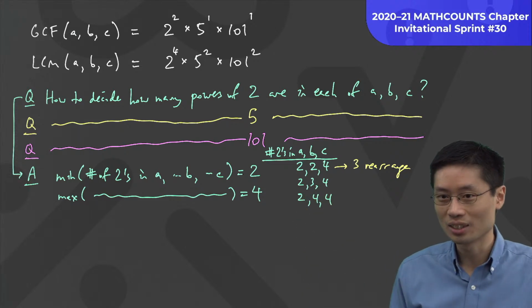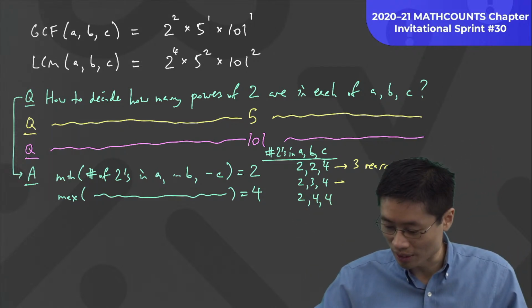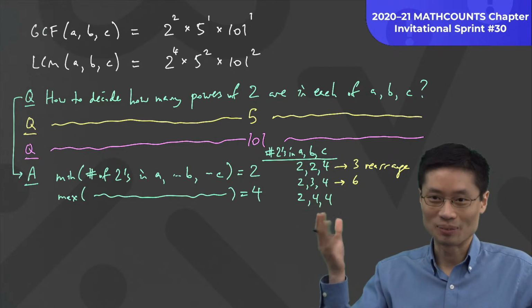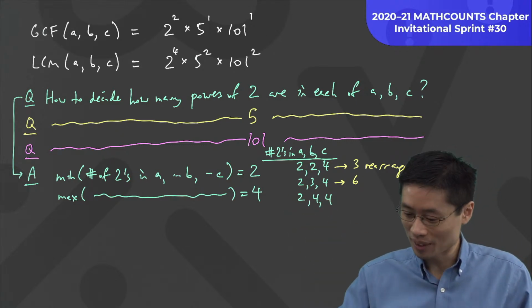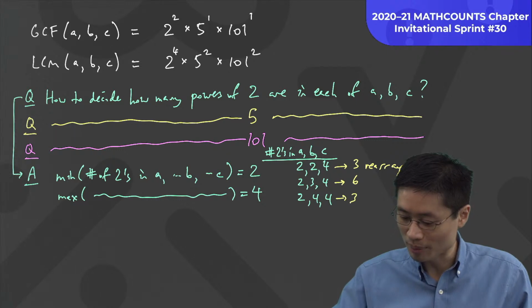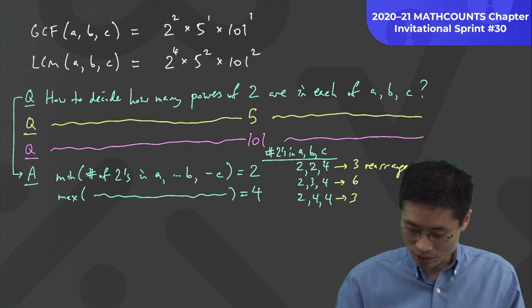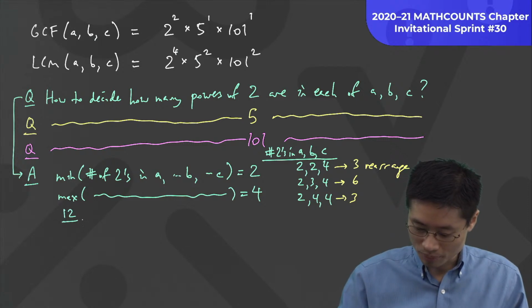This one here, I can do 6 rearrangements. That's 3 factorial, because I have 3 different things. That's a combinatorics thing. And then over here, this 2, 4, 4 has 3 rearrangements. So 3 plus 6 plus 3, I get 12. So the answer to green is 12.